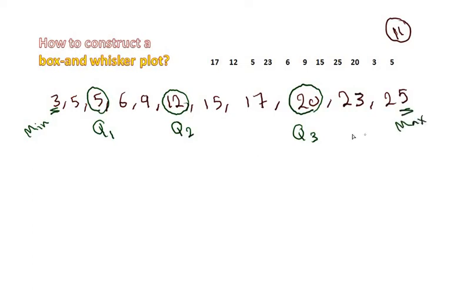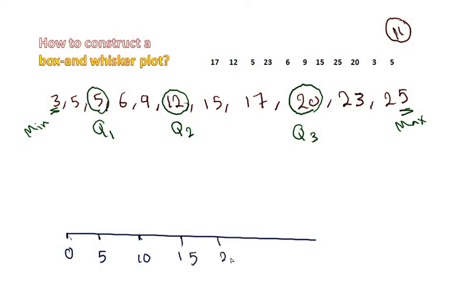You need to make sure that the minimum and maximum values are not outliers. If they are outliers, we don't include them in the box plot, but we're not going to study this now. To make the box plot, we draw a number line. The minimum is 3 and the maximum is 25, so let's start at 0 with a step of 5, 10, 15, 20, 25, and 30.